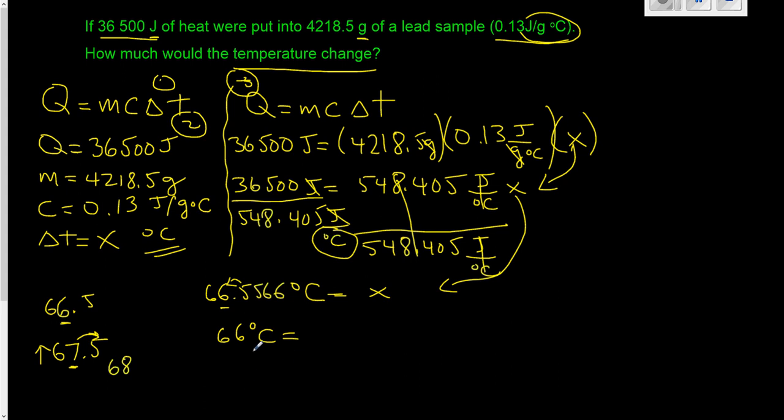Okay, and that is our answer, 66 degrees Celsius. That is our x, which is our delta T. So let's go back and answer the question. If 36,500 joules of heat energy were put into 4,218.5 grams of a lead sample, how much would the temperature change? The temperature would go up 66 degrees Celsius.